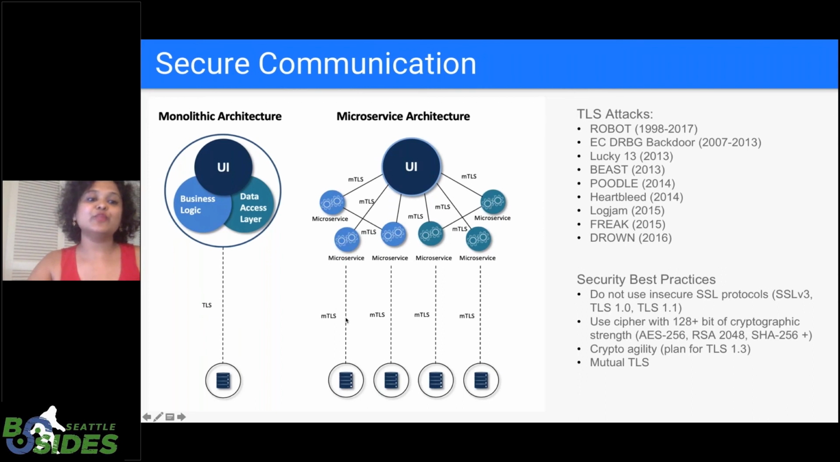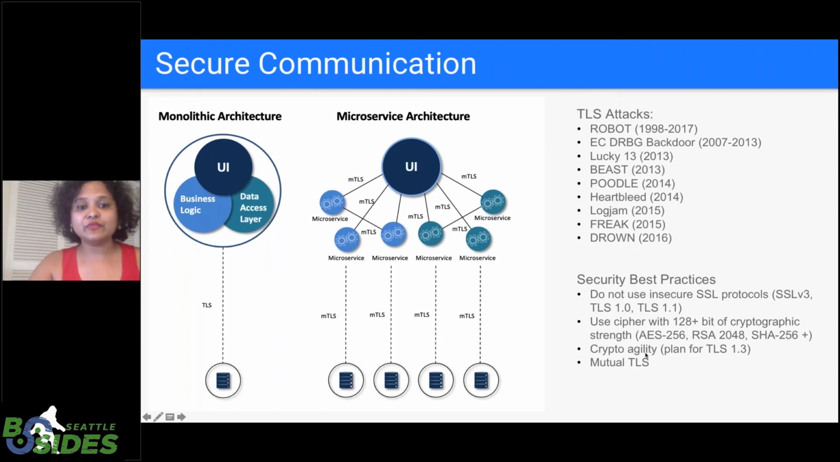So a simple TLS connection doesn't work. We have to leverage mutual TLS, where both the parties are authenticated and validated. And the reason this is important, just take a look on your right hand side at how many attacks were published in the last 10 years related to TLS protocol implementation. And what does that tell you? Just like any other software, even security software is buggy. And that's why we have to stay on top of it. Do not use older TLS protocols because they have one of these vulnerabilities.